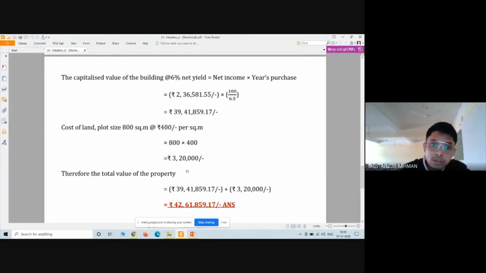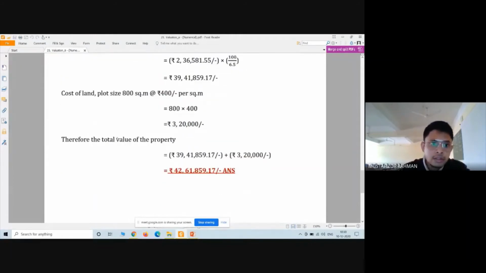Then there will also be the value of the plot, right? There is a 400 square meter plot size at the rate of 400 per square meter. So I multiply, and this is my value of the plot. Finally, the total value of the property is the capitalized value of the building plus the value of the plot. So that is done.